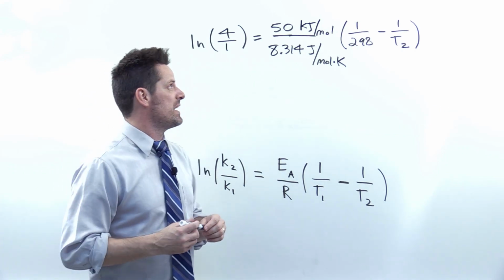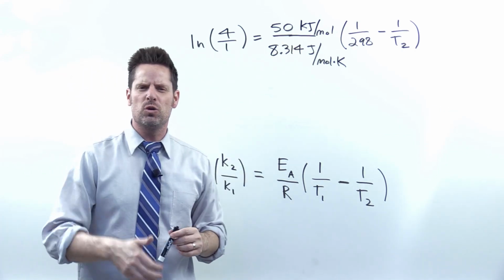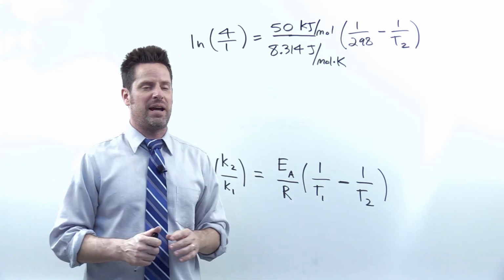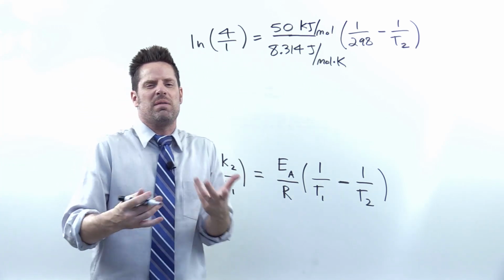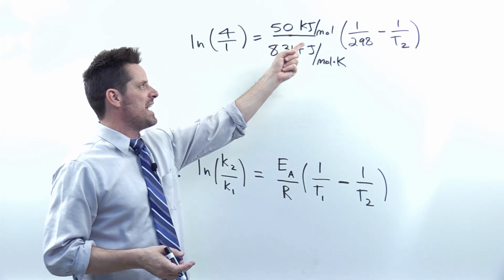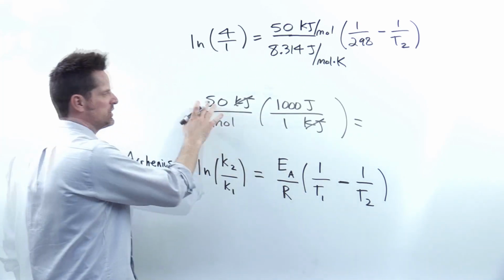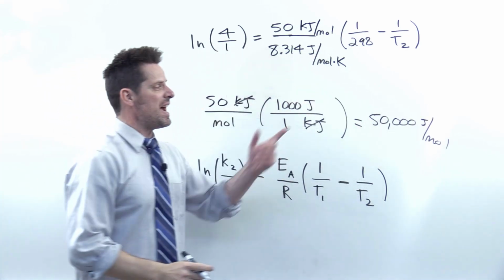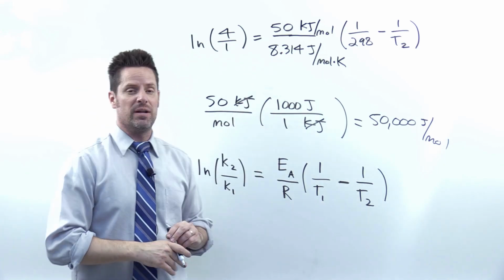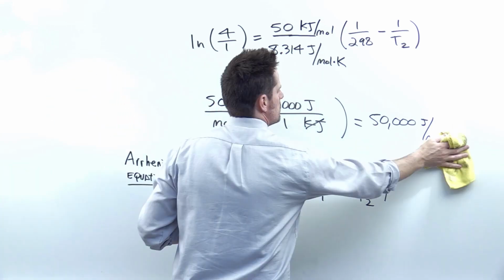Now, of course, the one issue here is that these units don't match. Kilojoules and joules, I'm going to have to make those match by converting them both to the same units. I think for me, the easiest way to do that is to convert these kJs per mole into joules per mole, as shown right here. I end up getting 50,000 joules per mole as my activation energy. So I'll make that substitution right now.